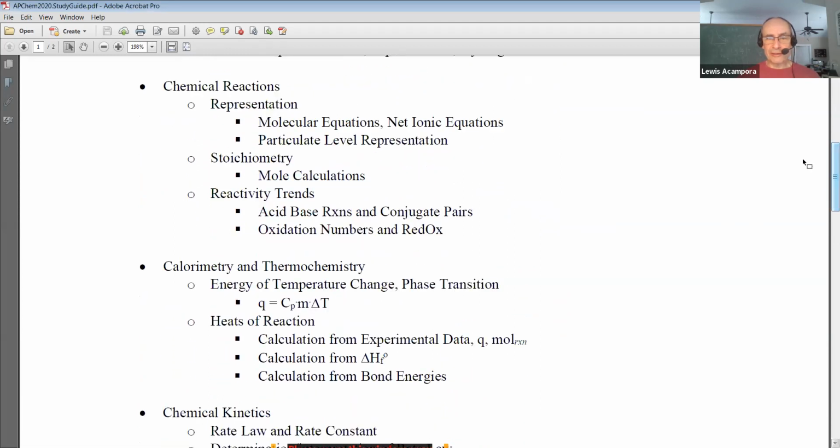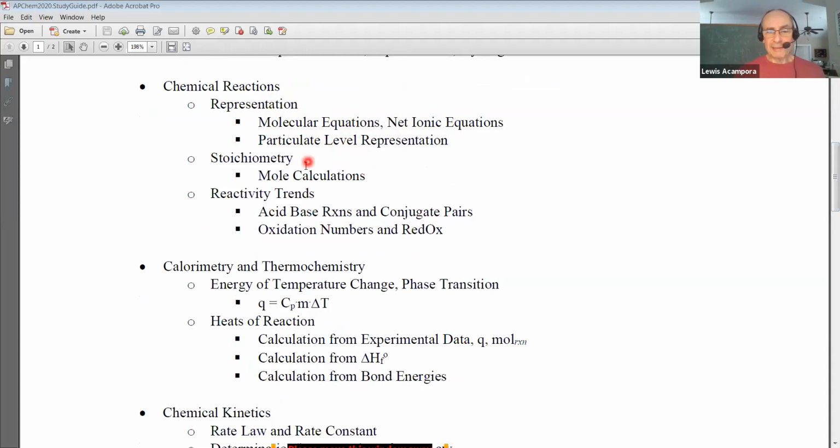Chemical reactions certainly represent the heart of chemistry, and everyone here I'm sure knows what we mean by a balanced chemical equation, having the same number of particles on the reactant side and the product side, but being able to represent that by either a molecular equation or a net ionic equation as appropriate, and what that means on a particulate level representation, as if you were building models with balls and sticks for molecules and ions.